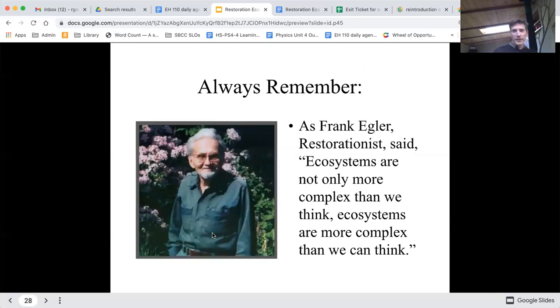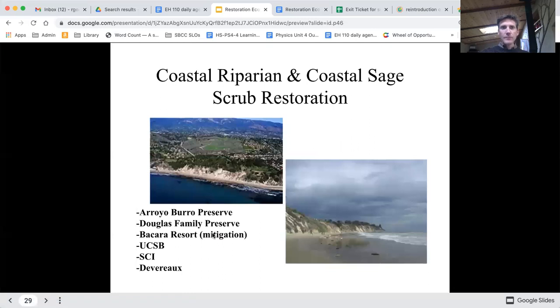I love this quote. It's by Frank Igler. He's a restorationist. He says, ecosystems are not only more complex than we think, ecosystems are more complex than we can think. The reason I like this is because in science and technology, we have this underlying premise that we're able to dissect things about our world and reduce it down to its basic components and understand how they work together. But ecosystems have so many relationships and so much dynamics that it's almost impossible to actually study, let alone recreate, the complexity of all these innumerable interactions between innumerable species. So we're best to keep what's already functioning.